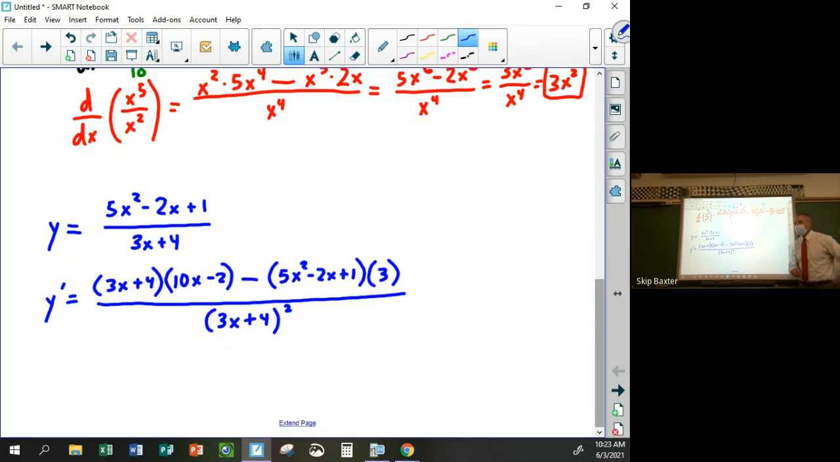A great question. No. Delta Math is weird about this. It says simplify your answer. So here's what they mean by simplify your answer in Delta Math. They mean the numerator, they want you to FOIL everything out and combine like terms. The bottom, you can leave it just like that. You don't have to FOIL that out. So that's what they want you to do.